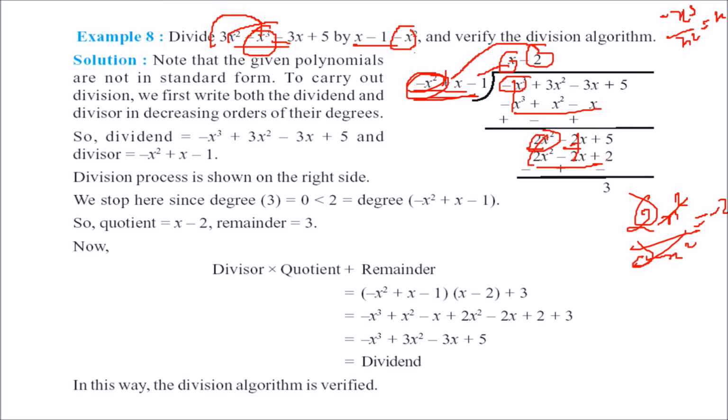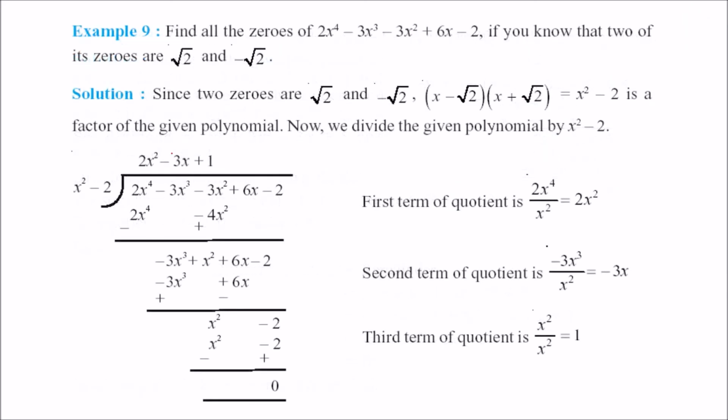What do you get? All this cancels, 3. Now the power is less than this, or this is only x to the power 0. You have to stop it. And you can just verify it. Divisor into quotient plus remainder, you will get the dividend, which is this one. So the division algorithm is also verified.